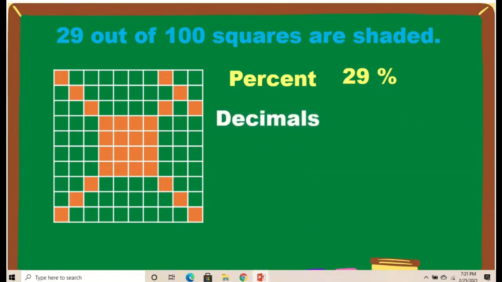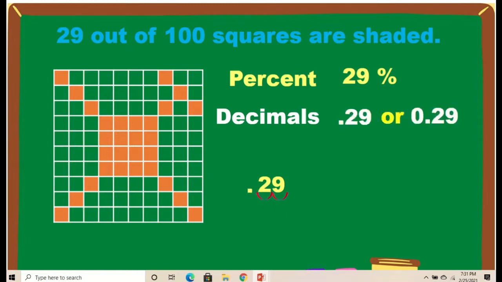How about in decimals? Change the percent sign to decimal point. Move the decimal point twice to the left. 1, 2, and that's it. 29% is 0.29. They mean the same.